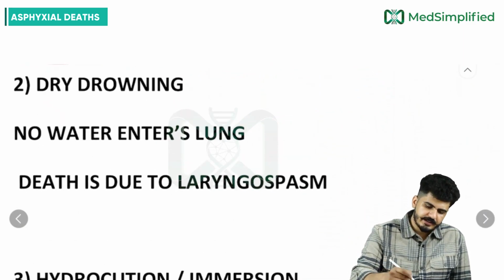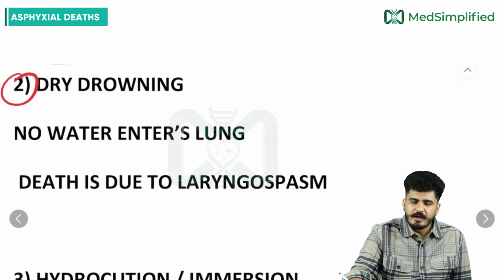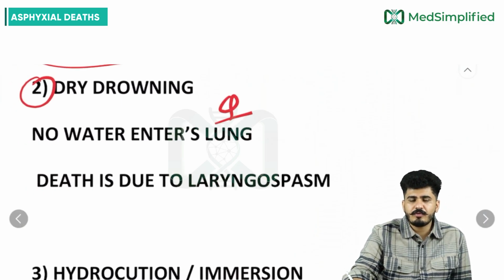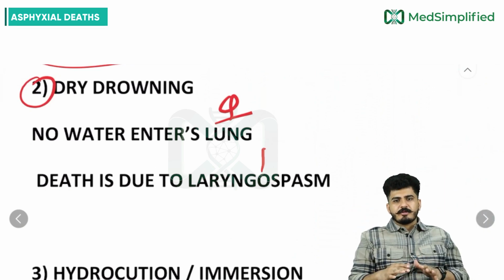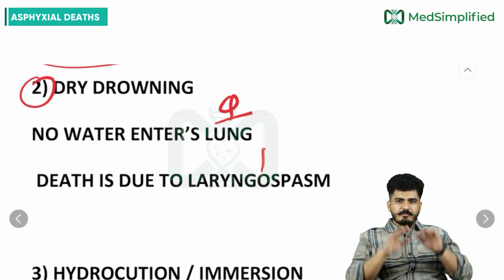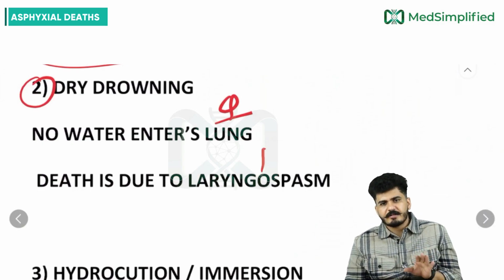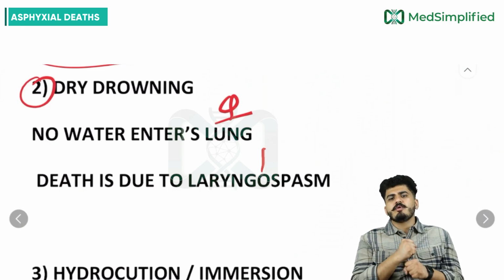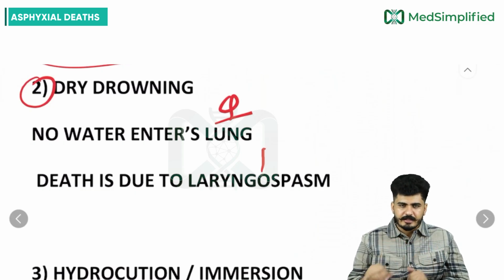Now, sir, as we discussed, the second thing is dry drowning. In dry drowning, no water is entering the lungs. The death is happening because of laryngospasm. The moment the person enters the water, or before entering the water, in the air itself there is a laryngospasm, or just after entering there is a laryngospasm. So the larynx will be closed, no air and no water going inside, and the person will die. This is called dry drowning.